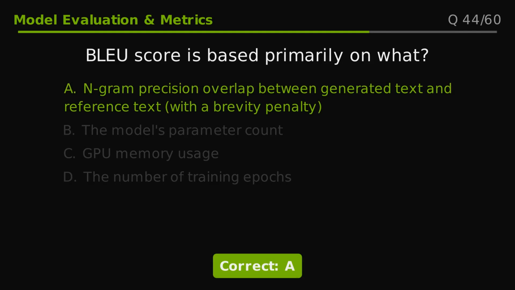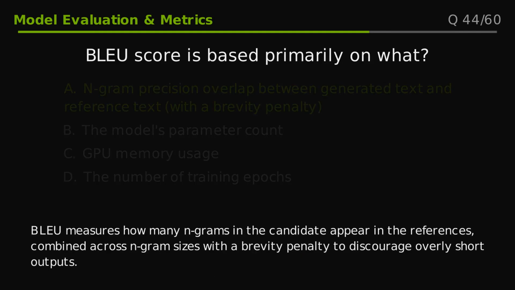The correct answer is A. BLEU measures how many n-grams in the candidate appear in the references, combined across n-gram sizes with a brevity penalty to discourage overly short outputs.